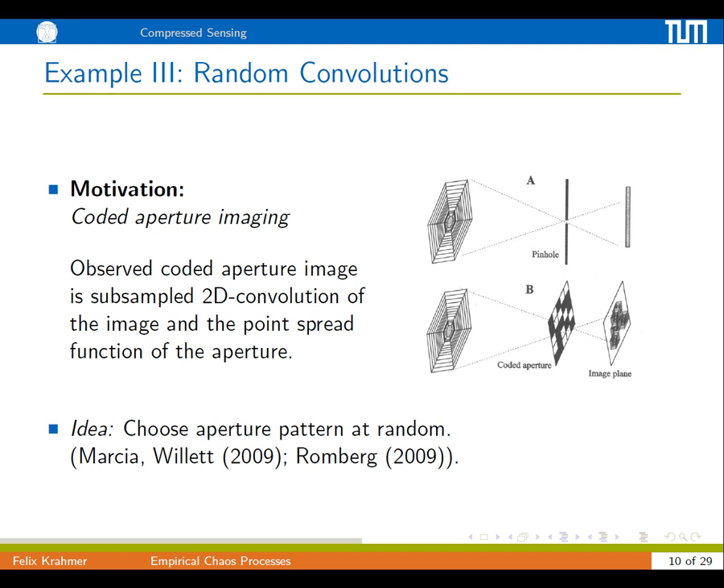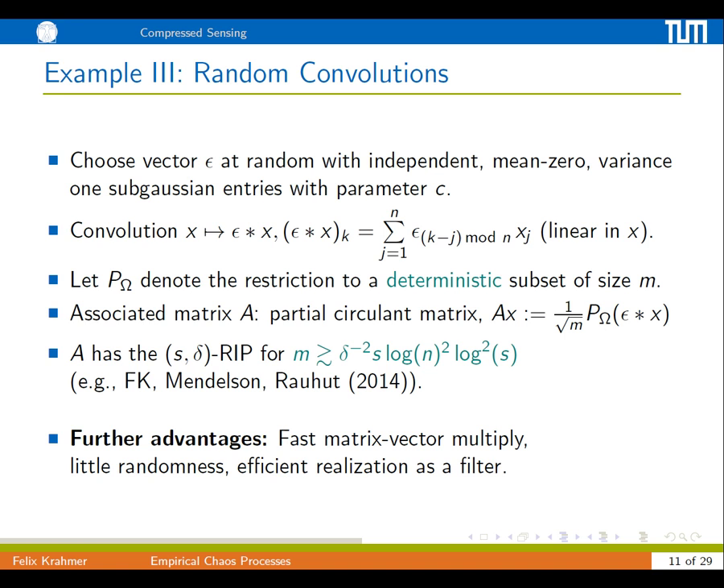The third example that I want to mention is random convolutions. One motivation, for example, is coded aperture imaging, motivated by a pinhole image, where you have the idea of using multiple pinholes at the same time and getting a superposition. In order to then subsample in the imaging domain, choosing the aperture pattern at random has been shown to work, and what you get is a subsampled random convolution. So you take the convolution, for simplicity cyclic mod n, and then restrict, but this time to a deterministic subset, and again you can show that you get the restricted isometry property with something linear when you choose this vector at random. Again, fast vector multiply and efficient realization as a filter.